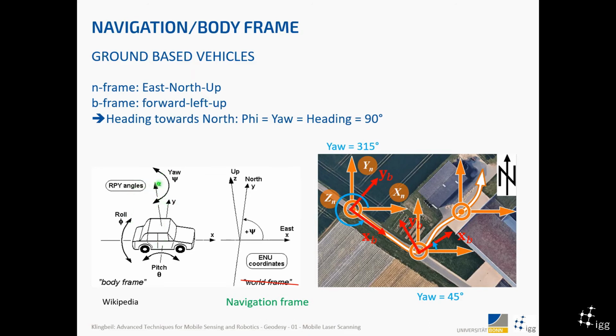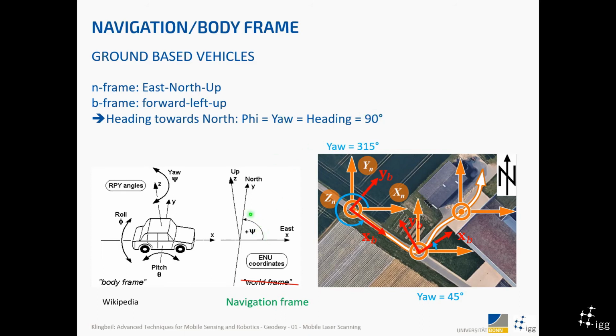Yeah, and we usually use this as a navigation frame for ground-based vehicles because the body system of ground-based vehicles is usually X forward, Y right, and Z up, right? And this means that these axes of the body and the navigation frame are coinciding when there's no rotation. In this example, this means that if my car is driving towards north, that means that the heading is 90 degrees.